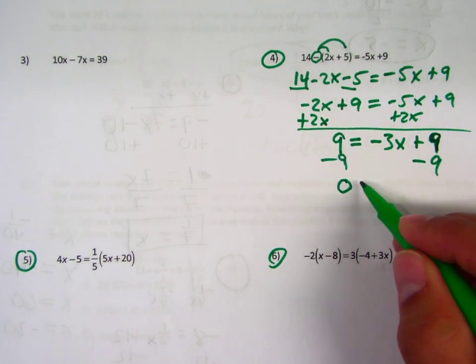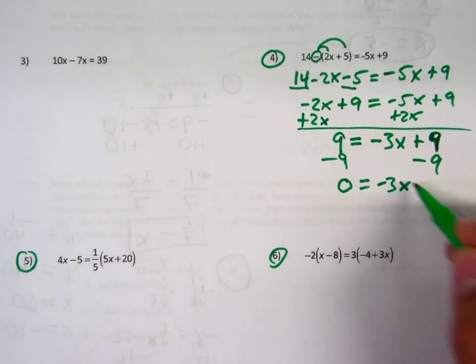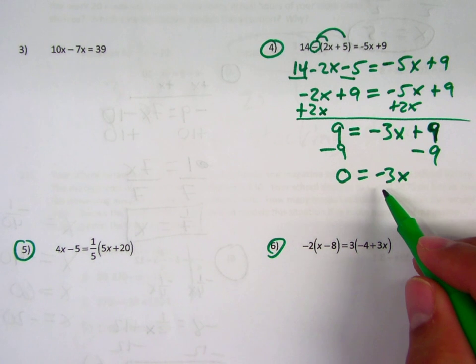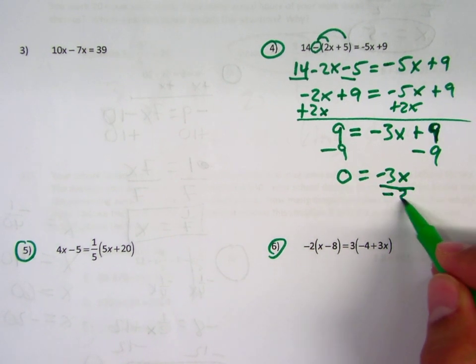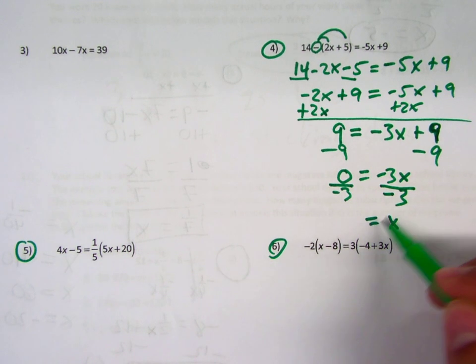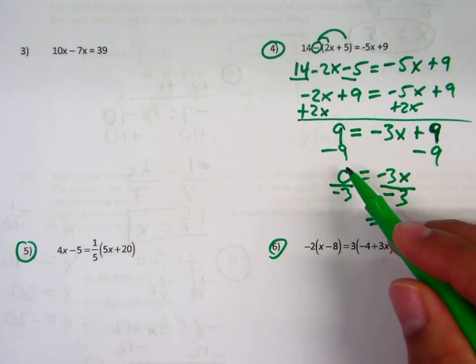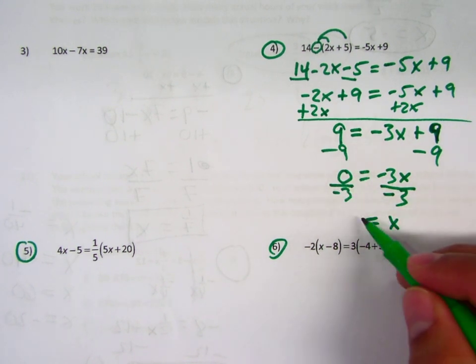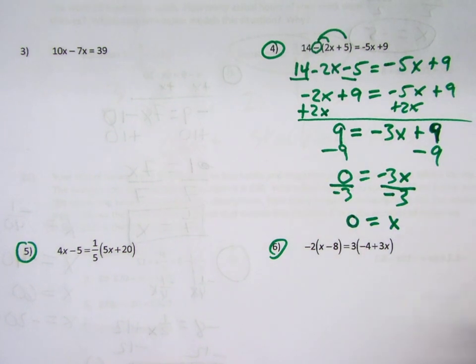9 minus 9, 0. And then what's the last step? Divide. And so now these cancel out. And what's 0 divided by anything? 0. Okay.